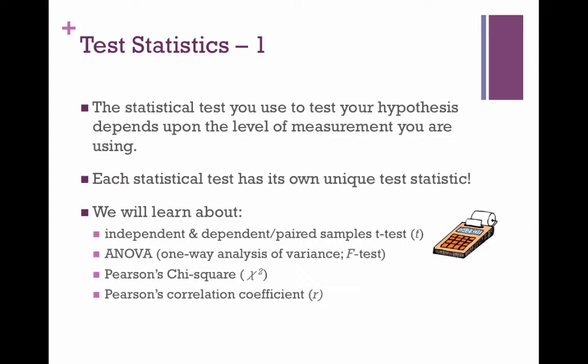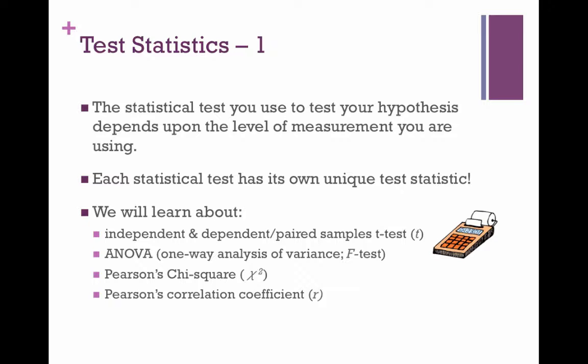So we're going to learn 5 different types of tests. The first 2 are the independent and the dependent samples t-test. And the dependent samples t-test is also known as the paired samples t-test. And these 2 t-tests utilize the t test statistic. We're also going to learn about ANOVA, which is an acronym for One-Way Analysis of Variance. And the ANOVA statistical test utilizes the F test statistic. Pearson's chi-square uses the chi-square test statistic. And Pearson's correlation coefficient uses the little r test statistic.